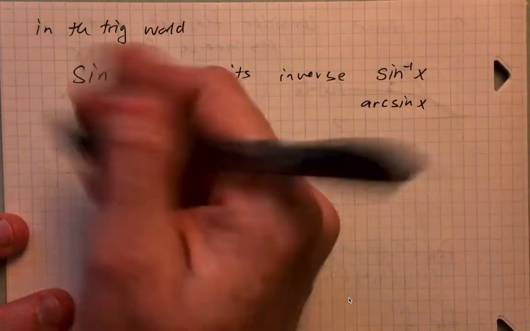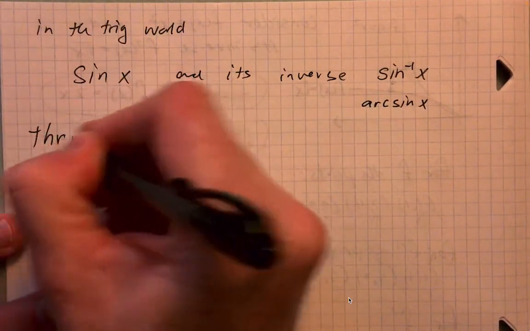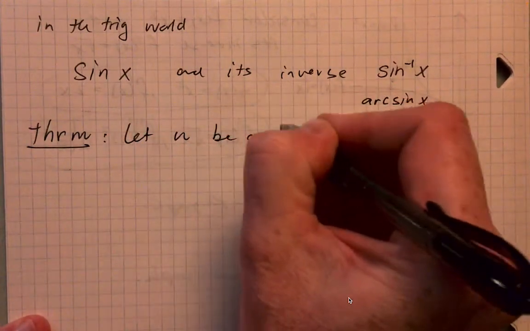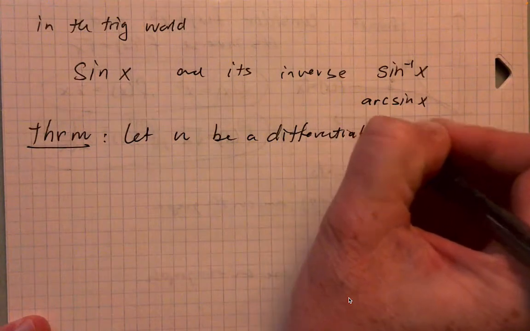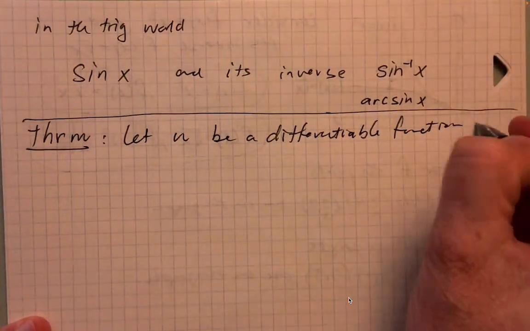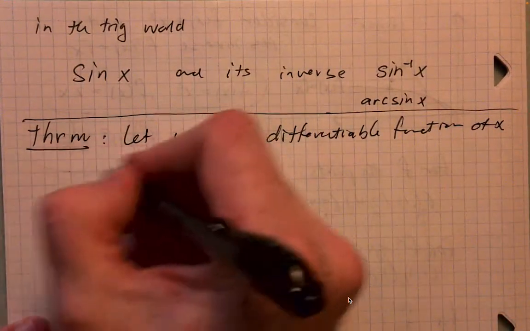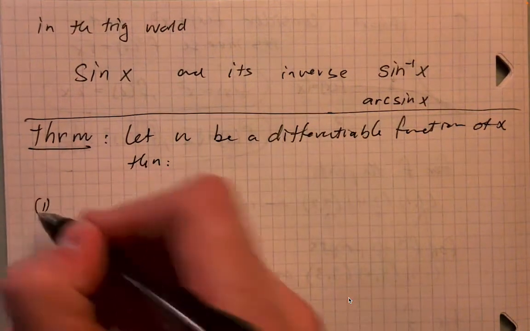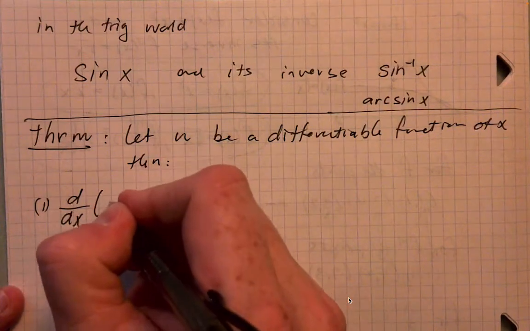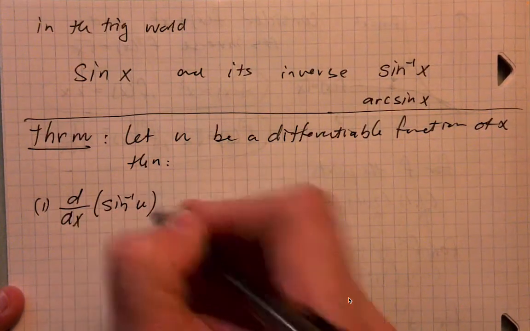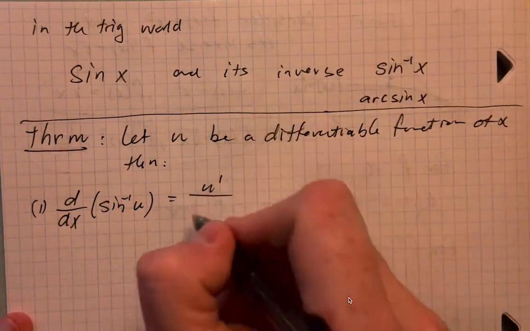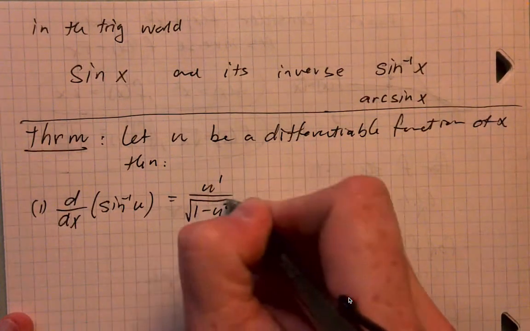All right, so here's what it looks like, and we'll just give you the broadest sense, and then we'll prove a couple of these. So let u be a differentiable function of x. Okay, then the following, right? So you've got first the derivative of the arcsine. So d dx of inverse sine of u, right? U is some differentiable function of x. It's equal to u prime over the square root of 1 minus u squared.